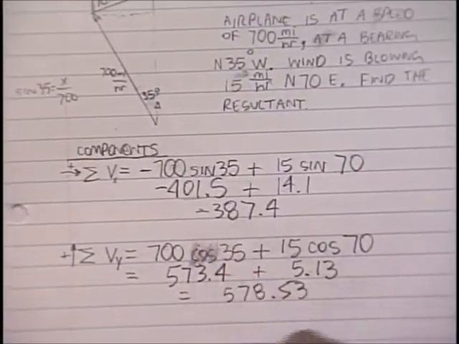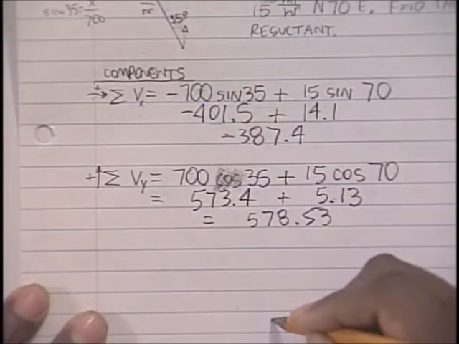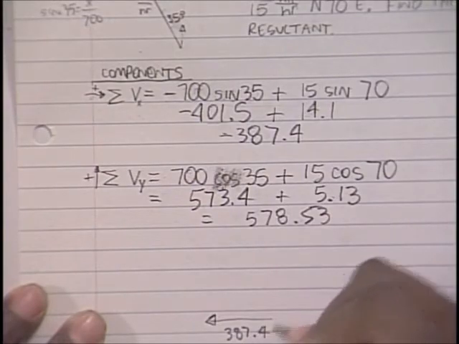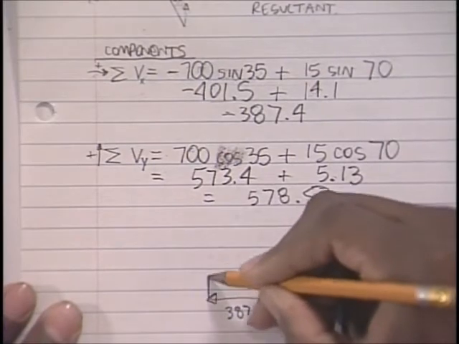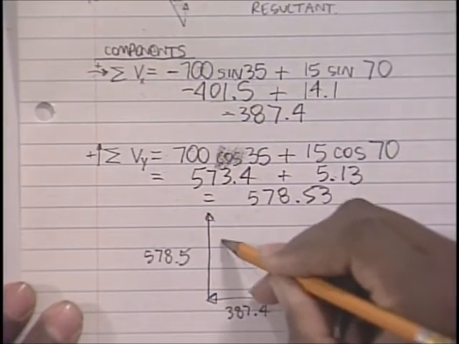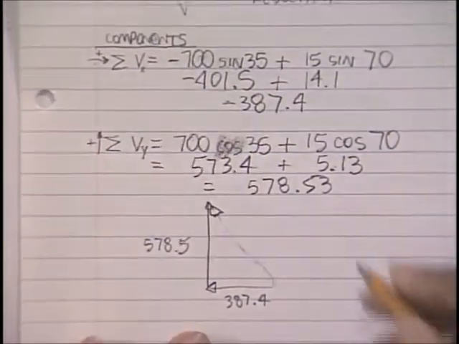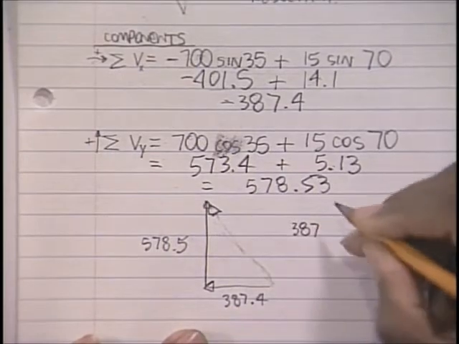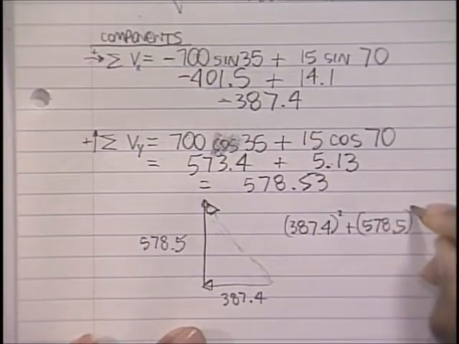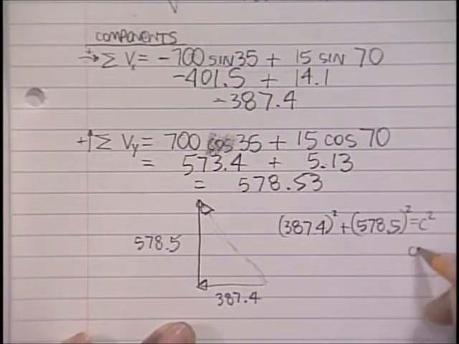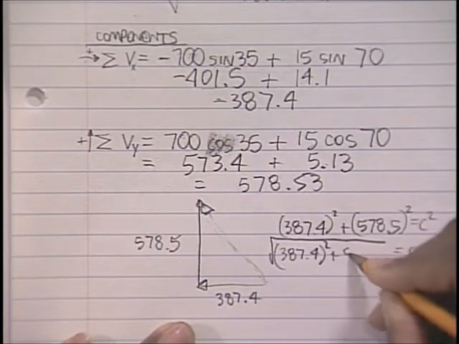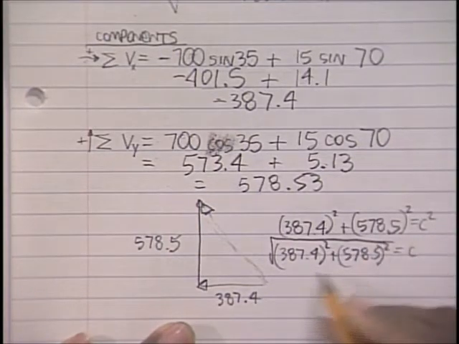All right, so now we're going to take these components. This is a negative x component, so that means we're going to travel to the left 387.4, and this means we're going to travel up 578.5, and the resultant is going to be right there. How are we going to get it? The Pythagorean theorem. So you end up with 387.4 squared plus 578.5 squared is equal to c squared. So c is going to be equal to the square root of 387.4 squared plus 578.5 squared. Can you put that in the calculator for me?